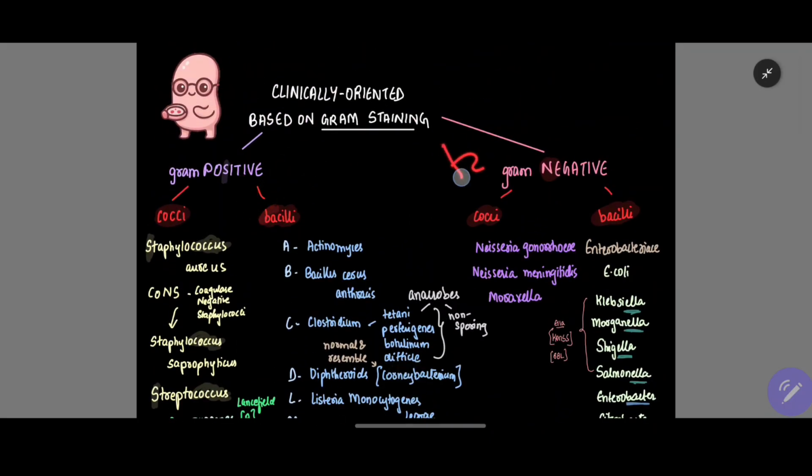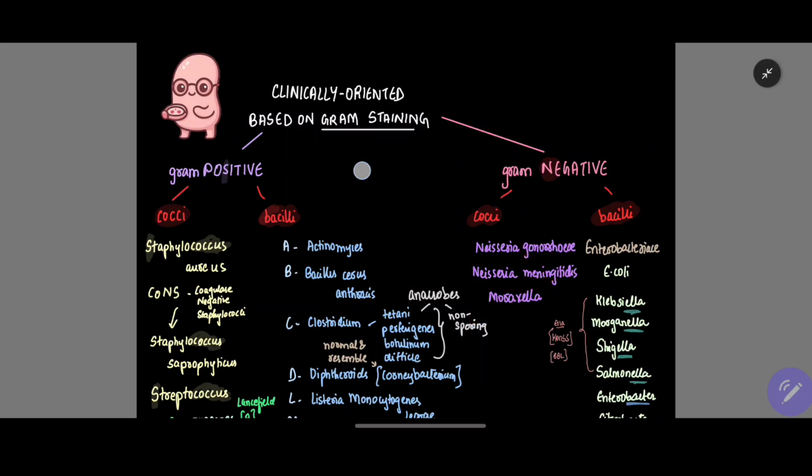Next is your gram negative, those that do not take up the gram stain. Again, these are cocci and bacilli. The cocci are very easy to remember because these are negative, so they start with an NE. Like Neisseria gonorrhoeae, Neisseria meningitidis, and then there's Moraxella.